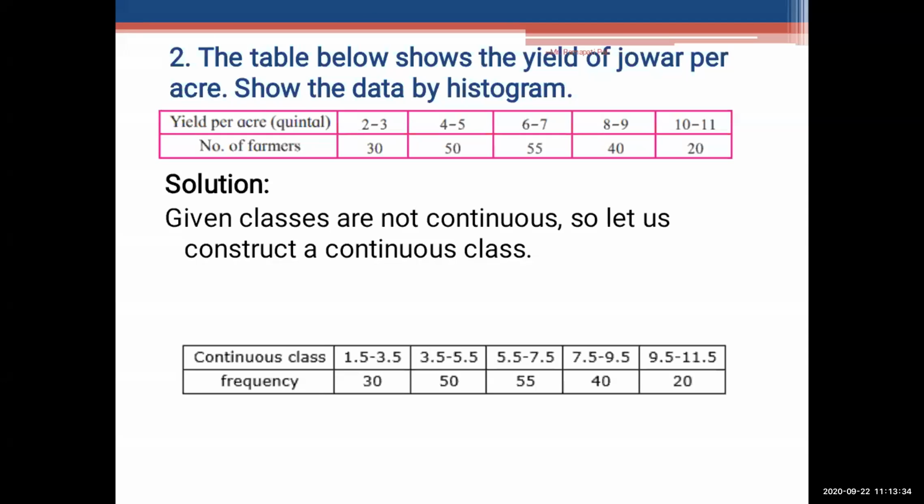Is it clear? So what will be the continuous classes now? 1.5 to 3.5, 3.5 to 5.5, 5.5 to 7.5, 7.5 to 9.5 and 9.5 to 11.5. Correct? You can see on the slide also.